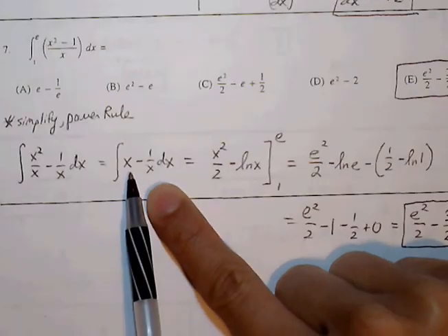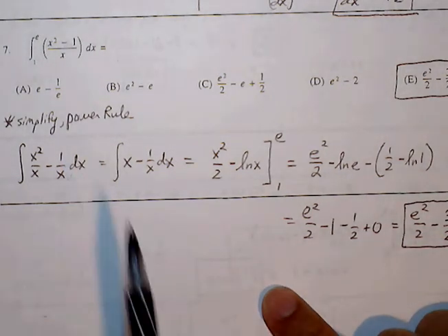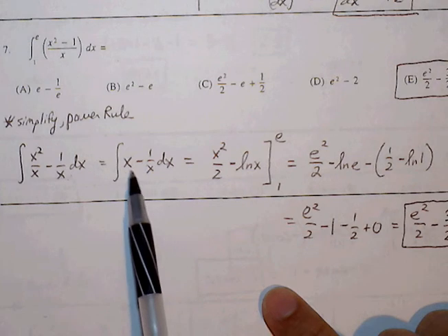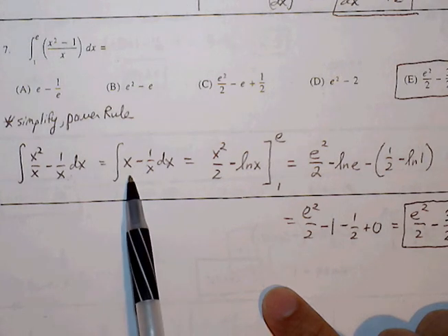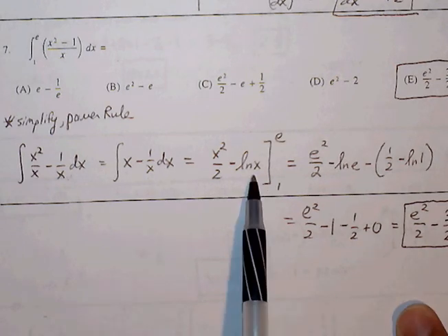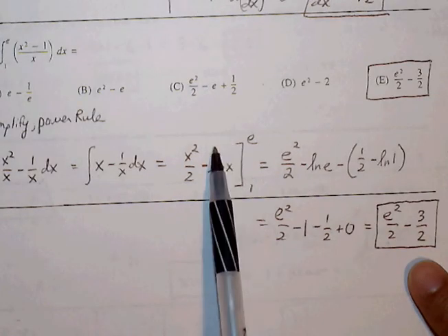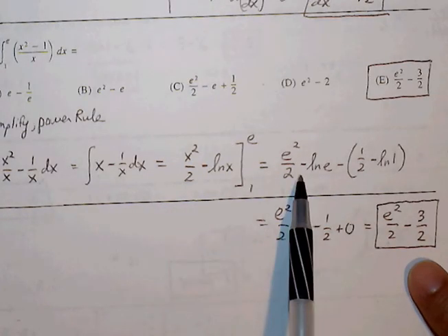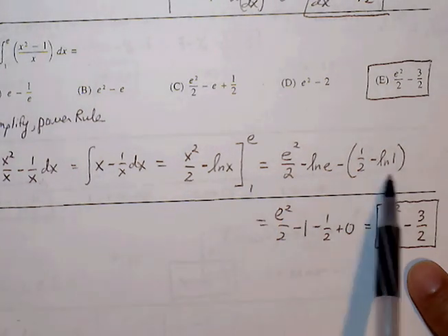So once we're here, we can just apply the rule, and these are both standalone problems that we can separate by minus, so we can find the rule separately. x becomes x squared over 2 using power rule. 1 over x becomes natural log of x. And then we just plug in our upper and lower bounds. Plug e in for x, we get e squared over 2 minus natural log of e. Minus, now we plug in the lower bound, 1/2 minus natural log of 1.